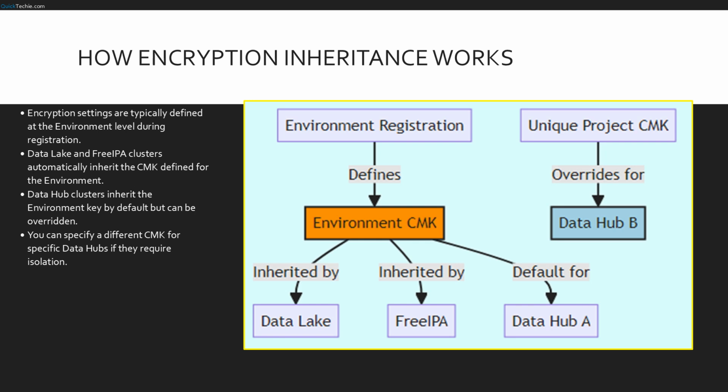Trace the flow of the encryption key. It starts at environment registration where the environment CMK is defined. Notice how this single key flows down to automatically secure the data lake, free IPA, and standard data hubs like Data Hub A. However, look at Data Hub B. It breaks the inheritance chain, accepting a unique project CMK for isolation.